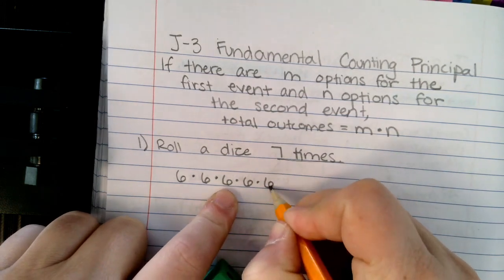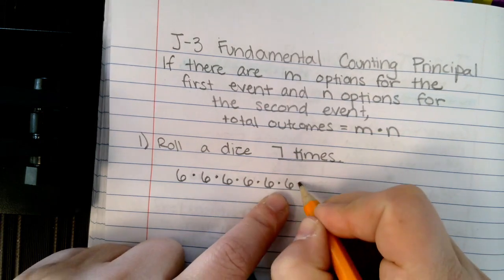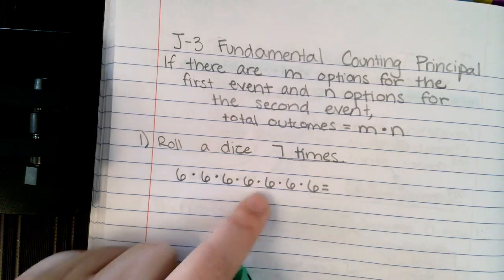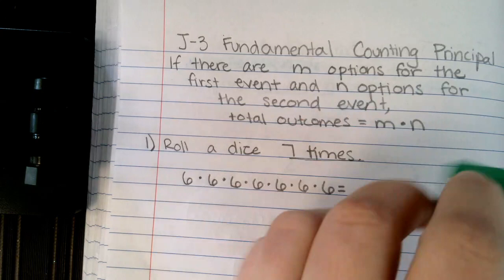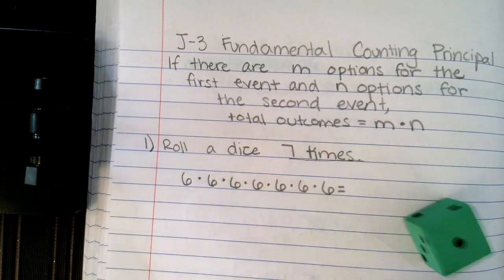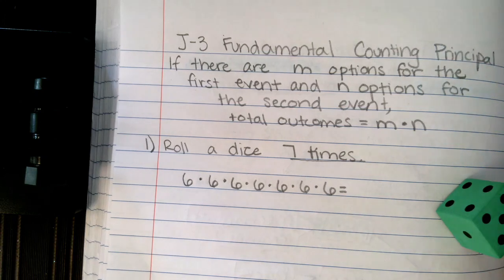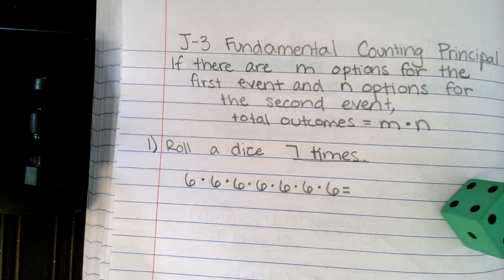Because each time I roll the dice, how many options are there? 6. So 6 times 6 times 6 times 6 times 6. And we want to find out how many different outcomes are there, how many different possibilities. Okay? We know a different way to write this instead of writing it as 6 times 6 times 6 times 6 times 6 times 6 times 6. How else can we write that repeated multiplication? Good. 6 to the power of 7.